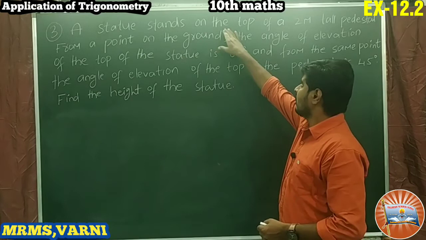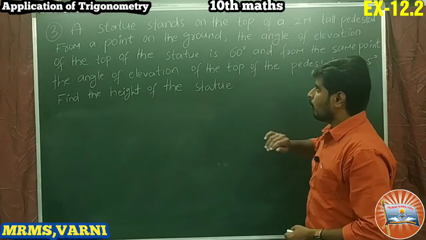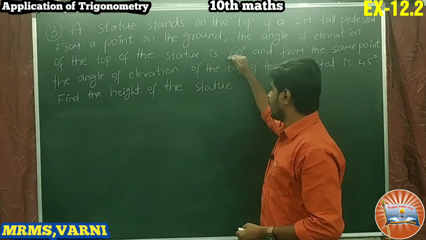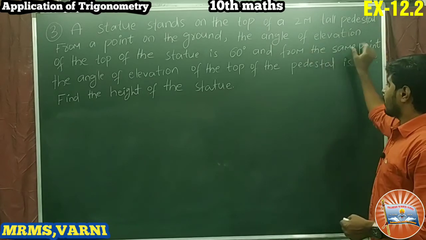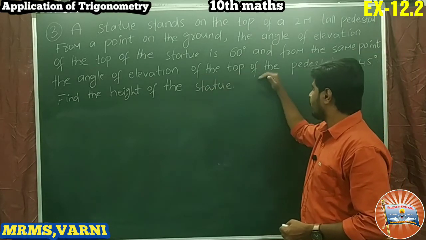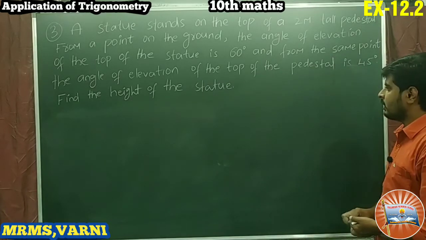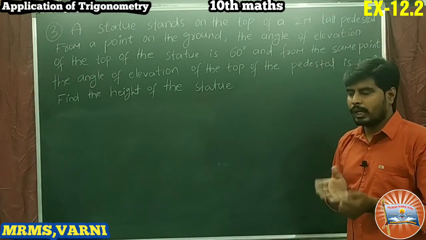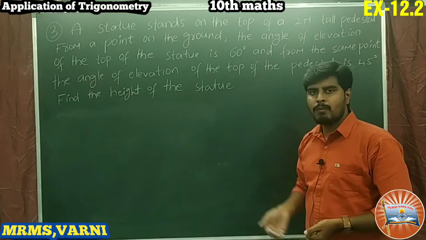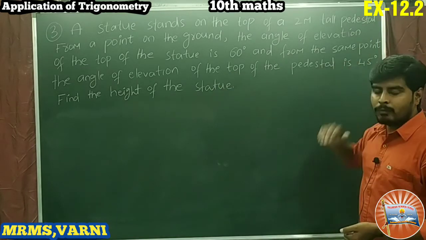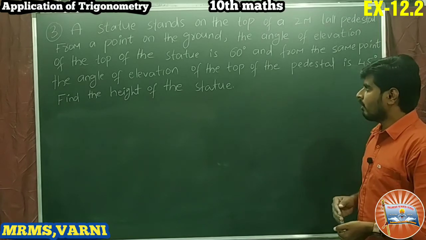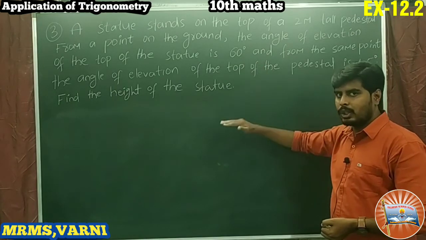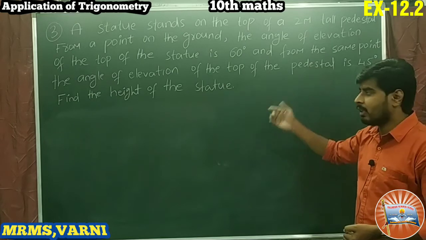A statue stands on the top of a 2-meter tall pedestal. From a point on the ground, the angle of elevation of the top of the statue is 60 degrees, and from the same point the angle of elevation of the top of the pedestal is 45 degrees. Find the height of the statue. So here we have to find the height of the statue, which is standing on the 2 meters tall pedestal. Given the angle of elevation from a point to the top of the statue is 60 degrees, and to the top of the pedestal is 45 degrees.